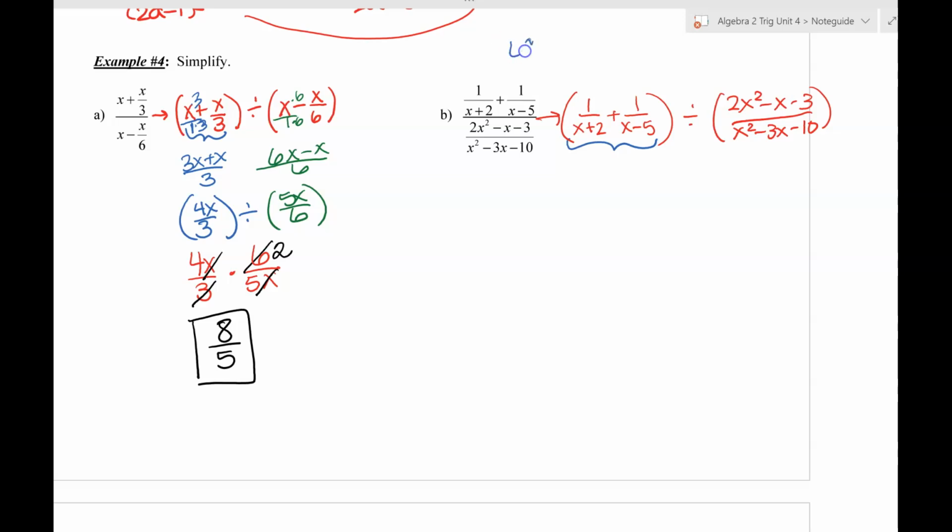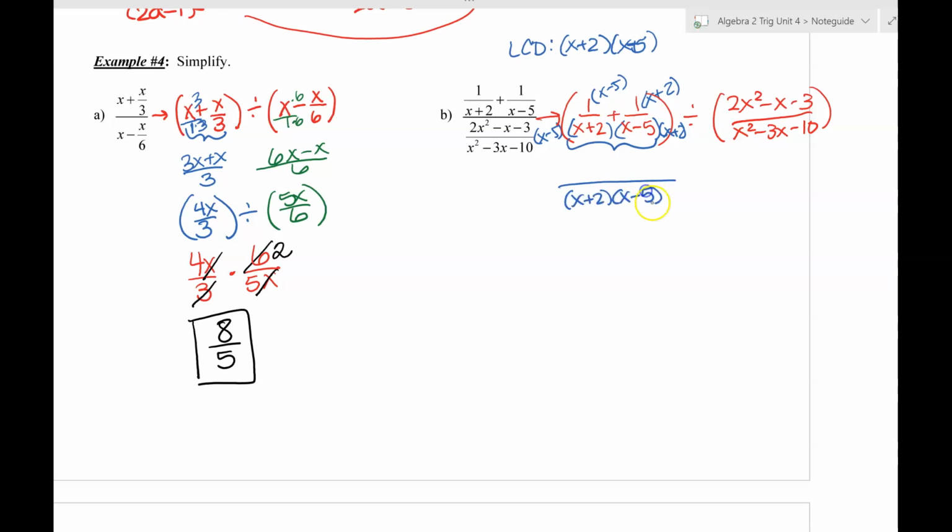So the LCD for these, one denominator has a factor of x plus 2, the other a factor of x minus 5. So that will be the common denominator. So the first fraction needs to get multiplied by a factor of x minus 5. The second fraction will need to get multiplied by a factor of x plus 2. So let's think about what we have here. I'm really going to write this out so we can see the steps.